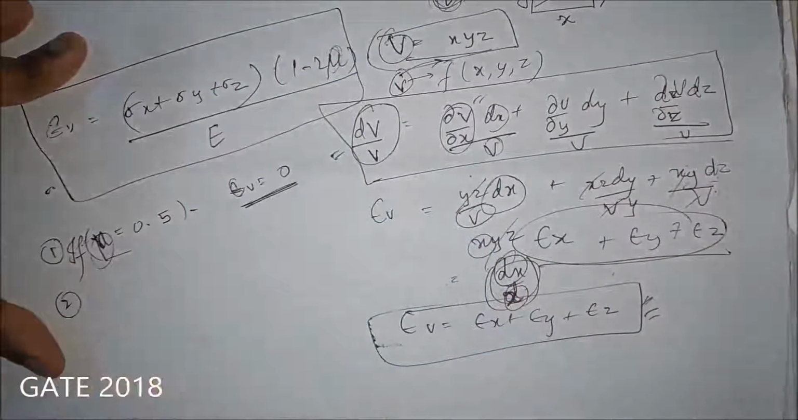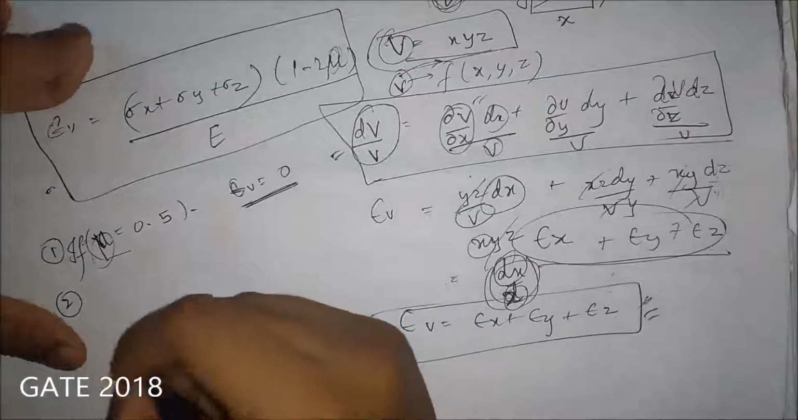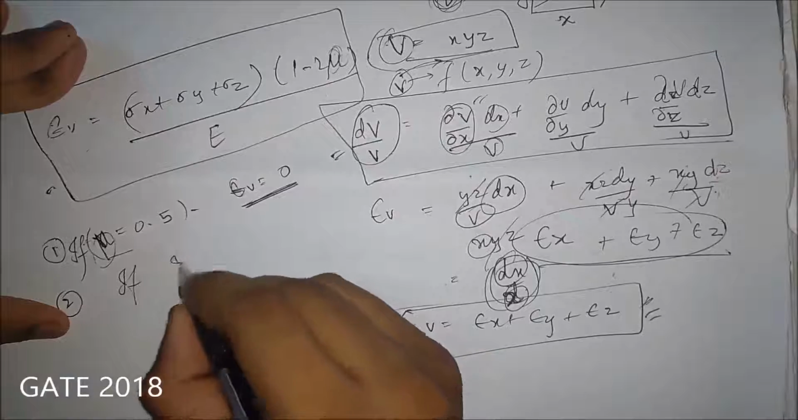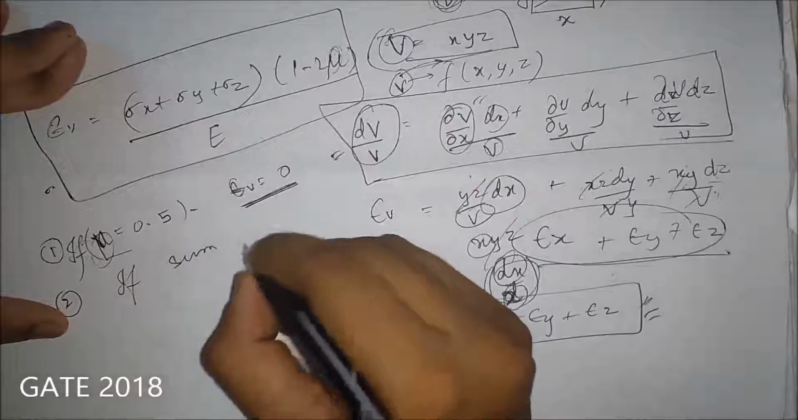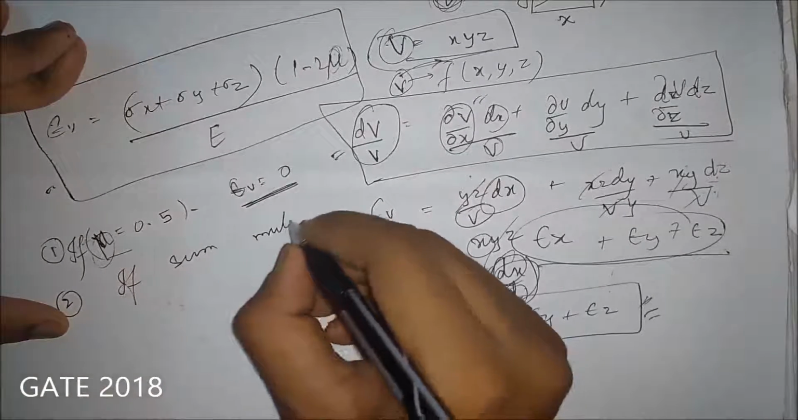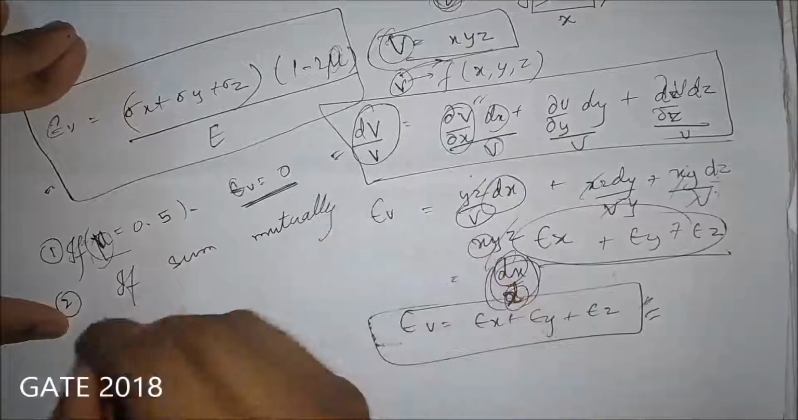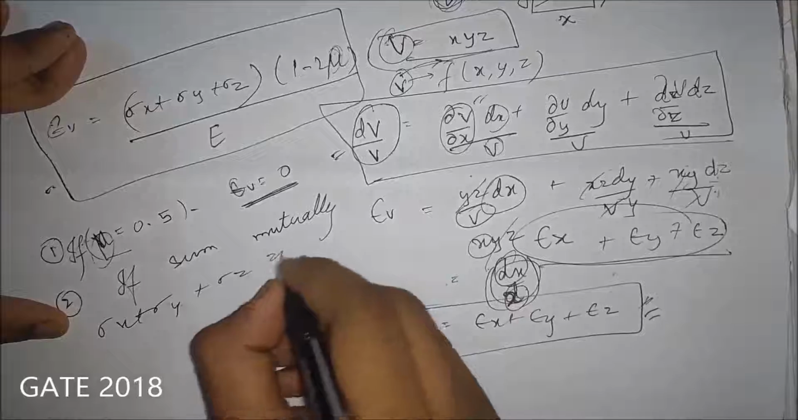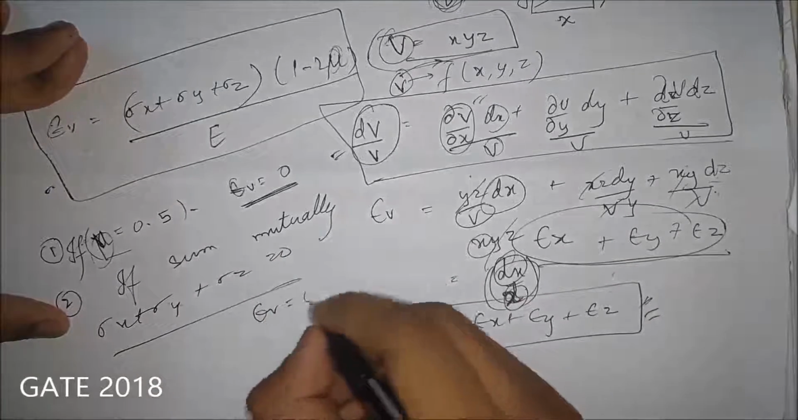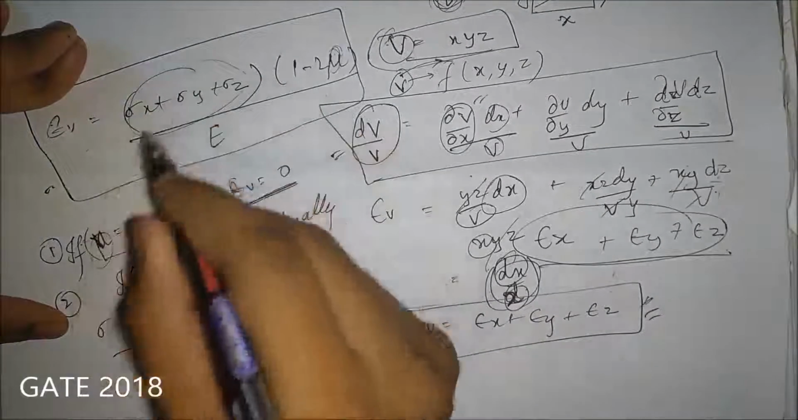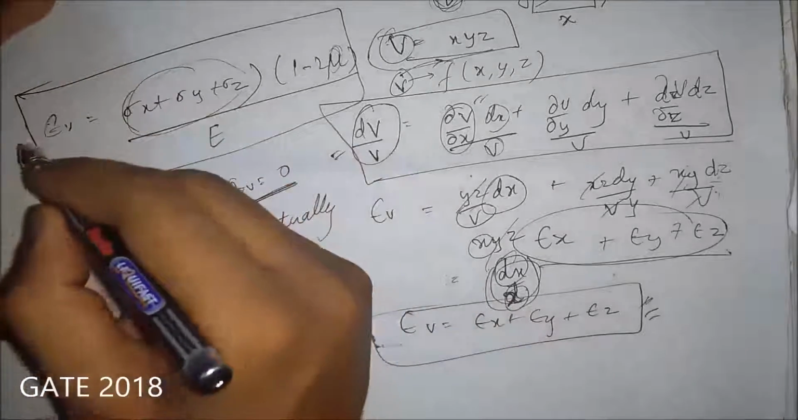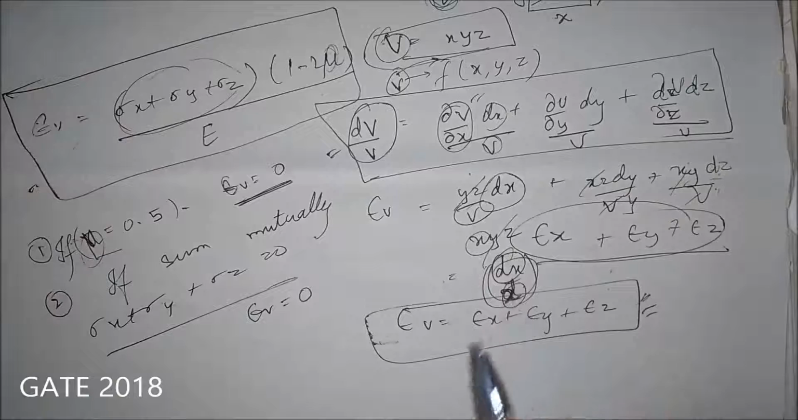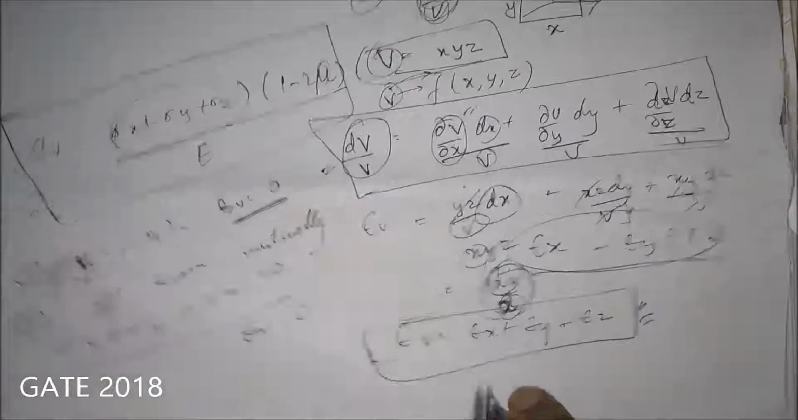Correct? Now secondly, if the sum of the mutually perpendicular stresses is 0, that is sigma x plus y plus z is 0, then volumetric strain becomes 0, right? See, if this term becomes 0, then the volumetric strain becomes 0. Correct?